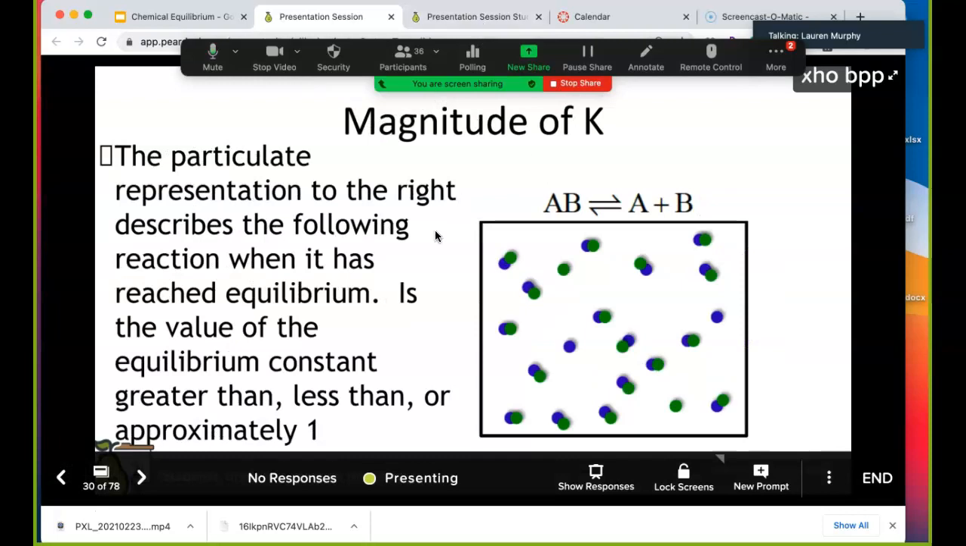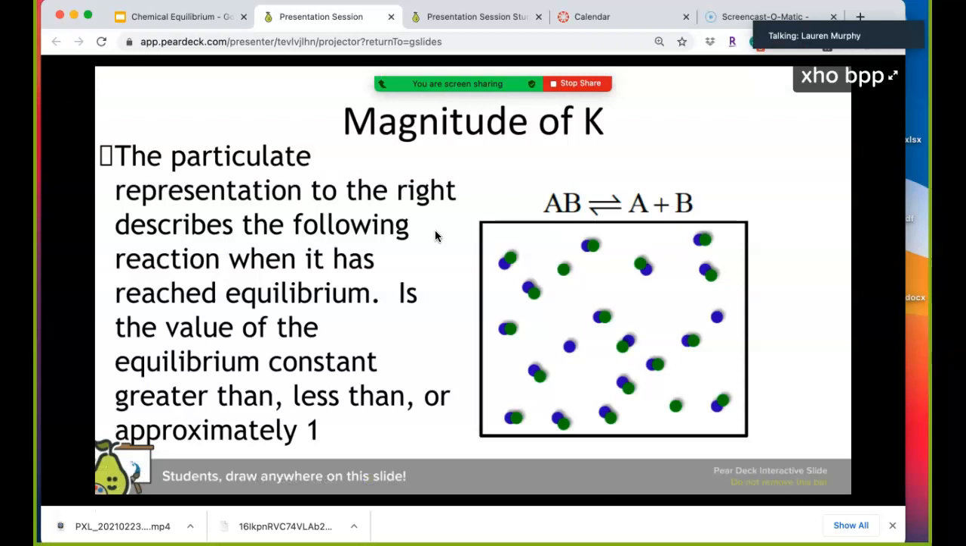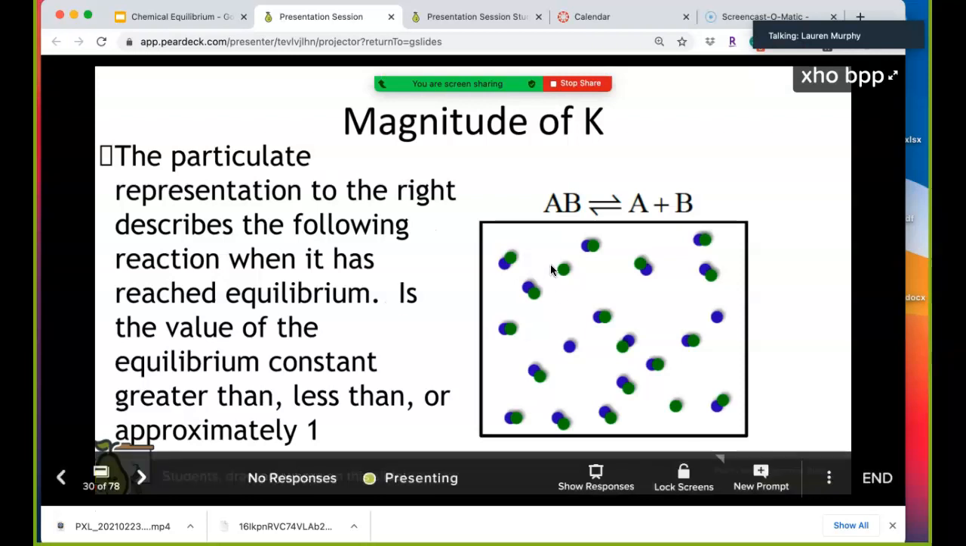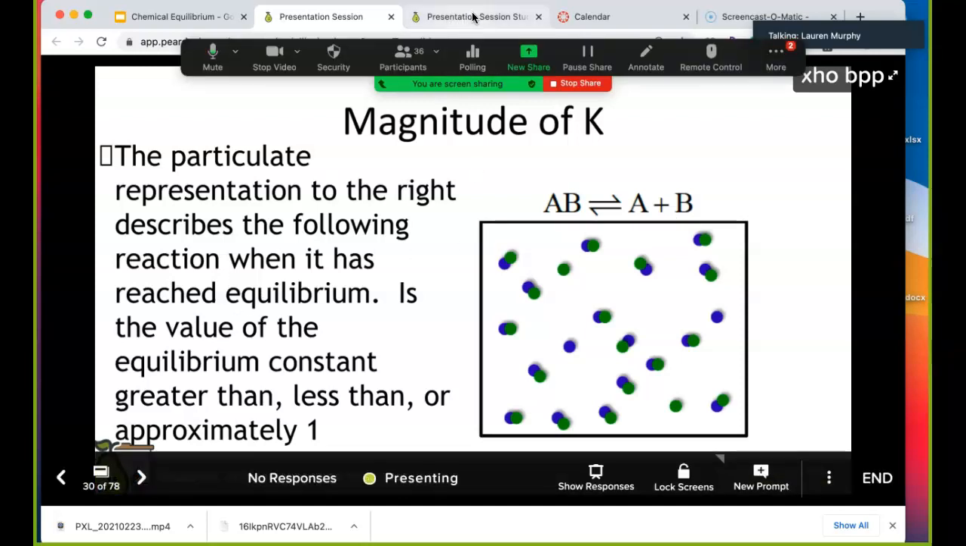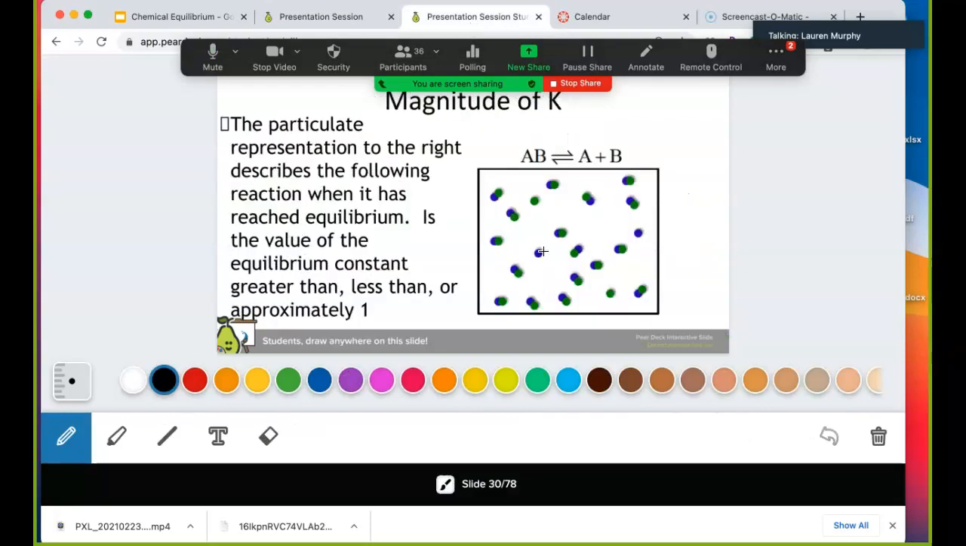So this is a particulate where they've drawn particles in a box and they say, hey, this reaction has reached equilibrium. It's going back and forth at equal rates, meaning my concentrations of A and B are not changing. They've stopped changing. You get A and B out, AB comes back, in the same amounts over and over again. Now, when I say same amounts, I don't say that they're equal. I just say that you're not making any more.